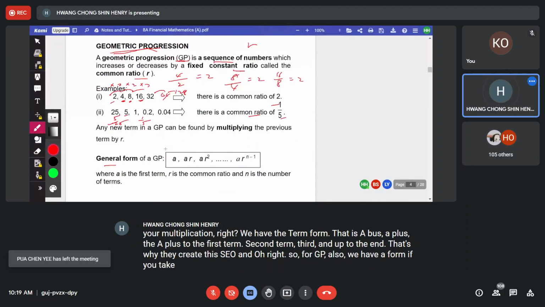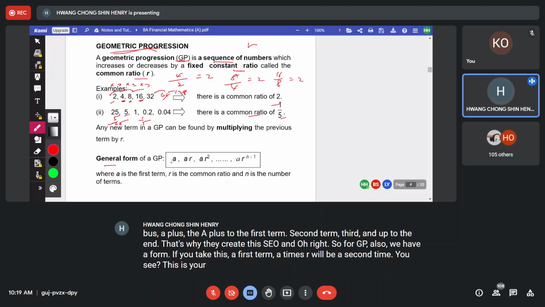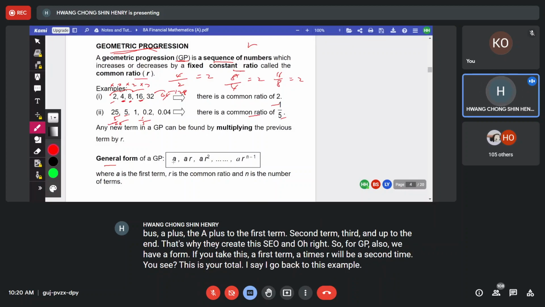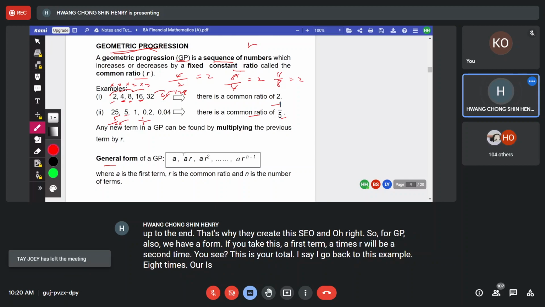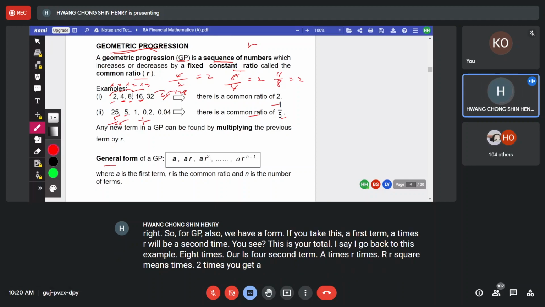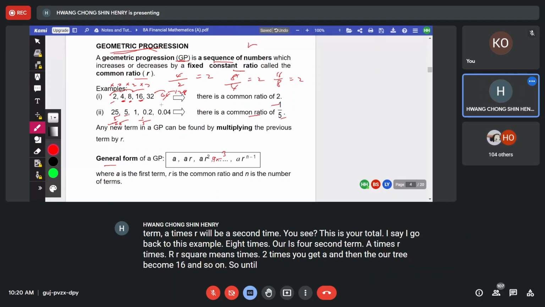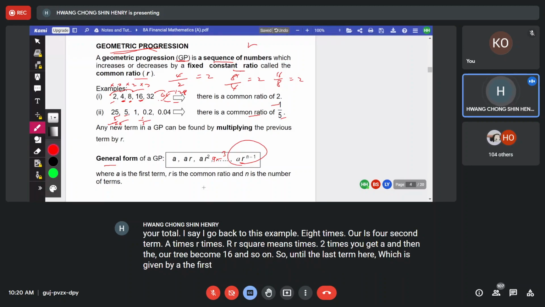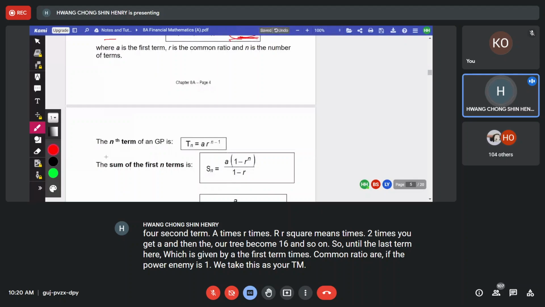If you take this A first term, A times R will be your second term. You see this A is your 2. Let's say I go back to this example. A times R is 4, second term. A times R squared means times 2 two times, you get 8. And then AR cubed will become 16 and so on. So until the last term here, which is given by A, the first term, times common ratio R to the power n minus 1. We take this as your Tn term. See? Like your arithmetic progression here.